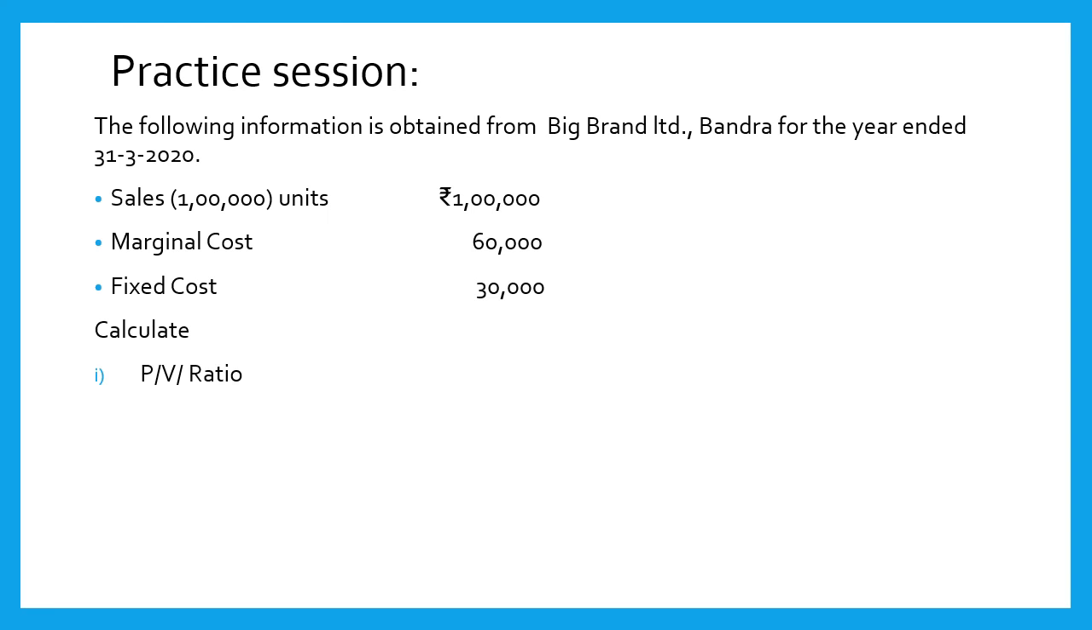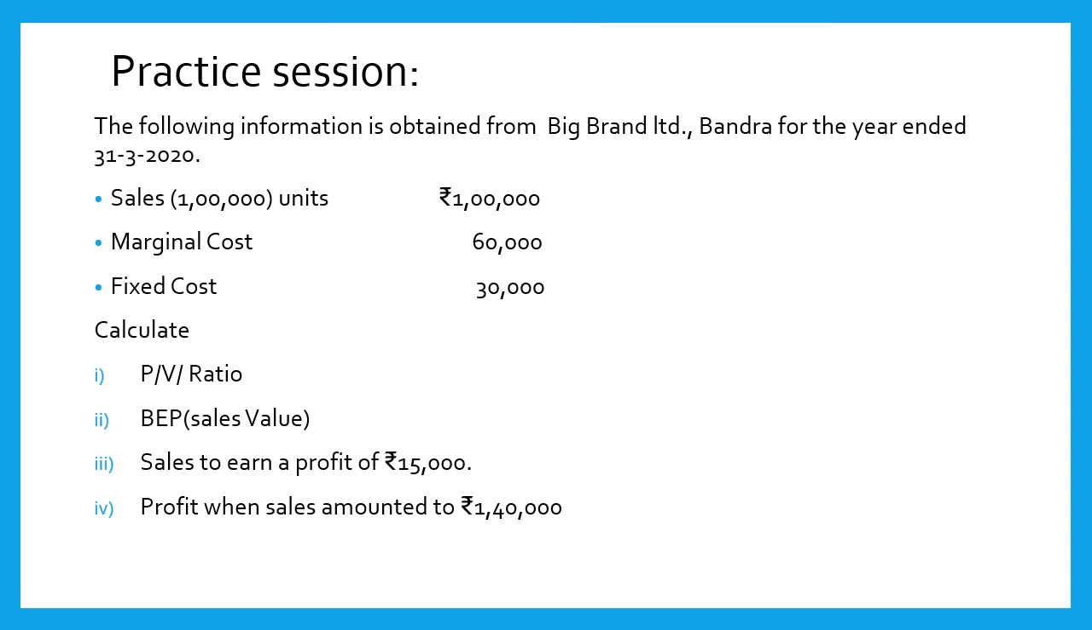My dear students, I hope you have understood the previous two examples. This is for your practice. The following information is obtained from Big Brand Limited, Bandra for the year ended 31st March 2020. Sales 1 lakh units is equal to rupees 1 lakh. Marginal cost rupees 60,000. Fixed cost rupees 30,000. And you are required to calculate PV ratio, BEP sales, and third, sales to earn a profit of rupees 15,000. And profit when sales amounted to rupees 1,40,000.